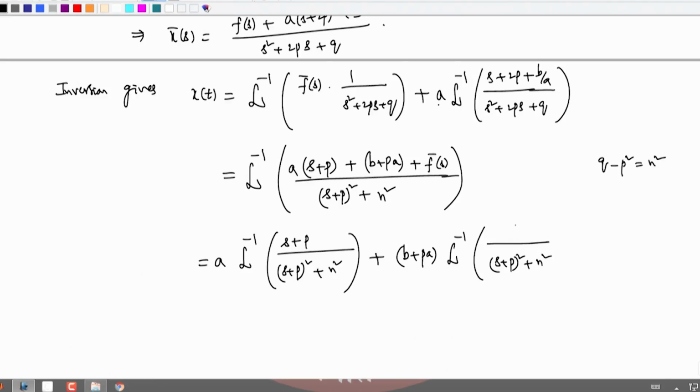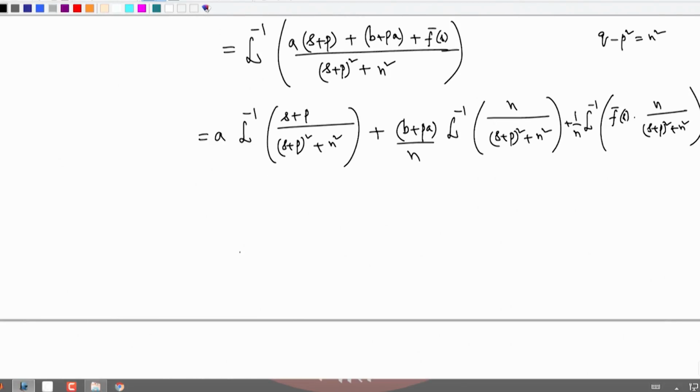You need this n here to get the form, so you divide by n. I divided and multiplied, so that n goes into the second term. The other one is the Laplace inversion of f bar of s times n divided by s plus p whole square plus n square. Because I multiplied by one extra n, I have 1 by n here. If I write like this, now you can take the inversion depending on what your n is.